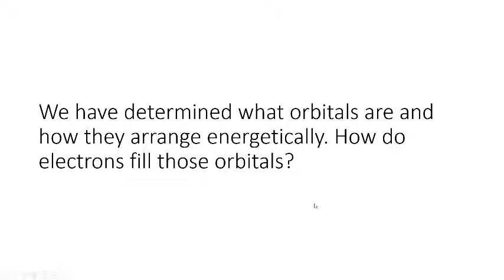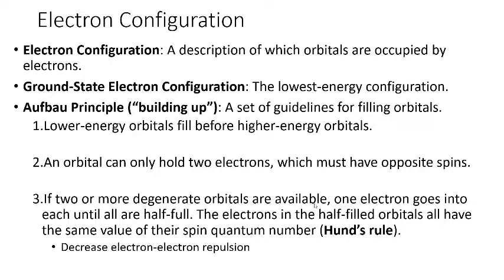This lecture is on chapter 2.8 to 2.9 and 2.11 to 2.14 on electron configuration and atomic radius. So we've now determined what orbitals are and how they arrange energetically. Now we have to figure out how electrons actually fill those orbitals. So electron configuration is a description of which orbitals are occupied by specific electrons.